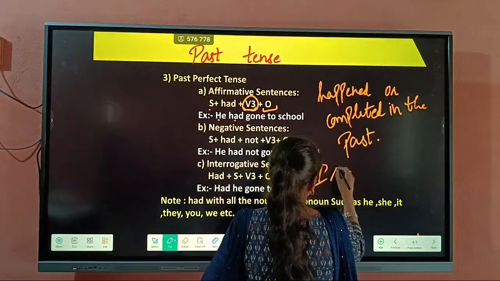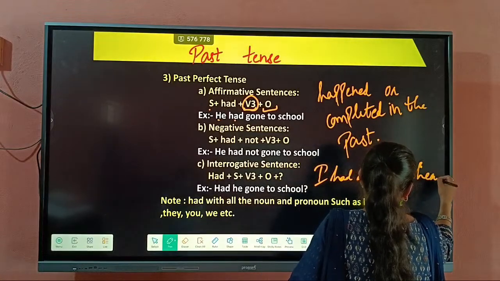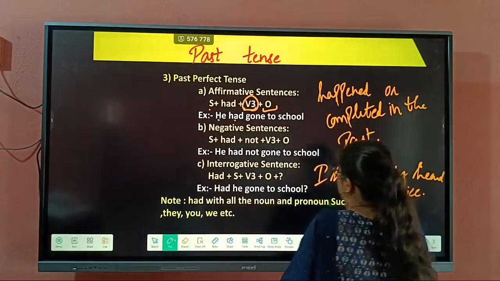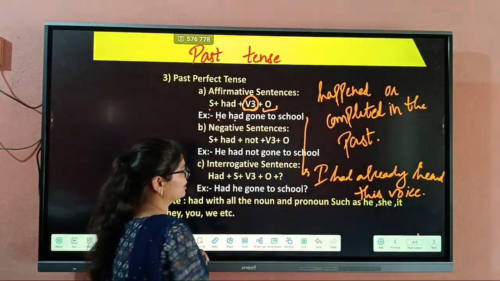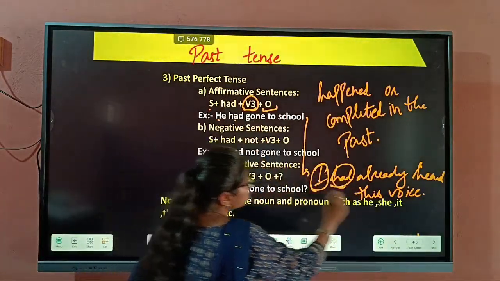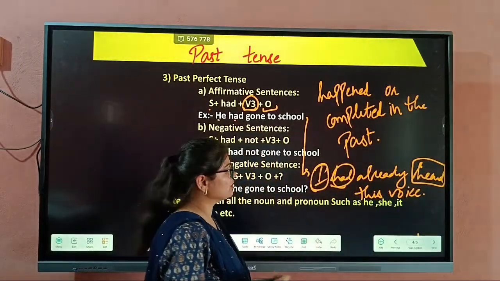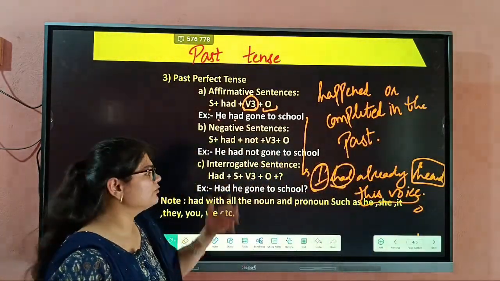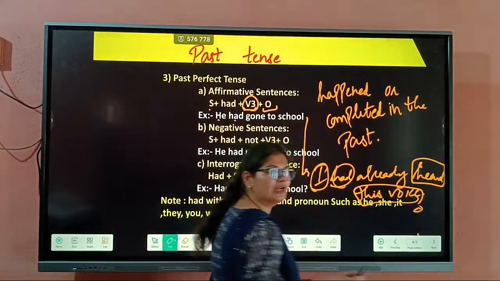I had already heard this voice. This is another example of the affirmative sentences. Look, beta. I, subject, had, helping verb, heard, verb's third form. Clear, students? This voice, this is the object, we can say like this. Okay, but in further classes, this is not an object, it is something else. I will tell you later. Okay.